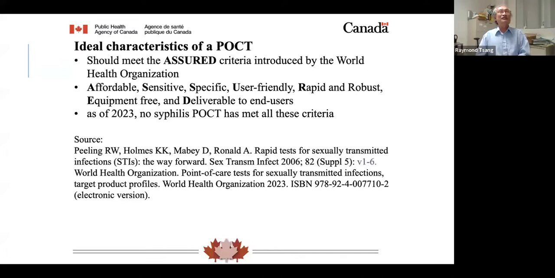So you may ask, what are the ideal characteristics of a point-of-care test kit? Now, this ASSURED criteria, introduced by WHO, does not just apply to syphilis point-of-care test kits. It applies to any point-of-care test kit. ASSURED stands for affordable, sensitive, specific, user-friendly, rapid and robust, equipment-free, and deliverable to end users, which means it does not require cold chain storage or cold chain delivery systems.